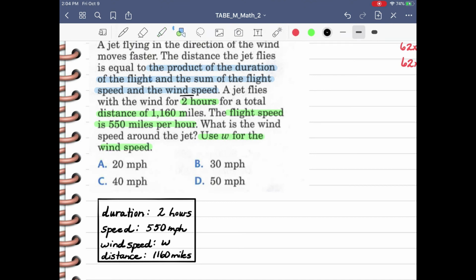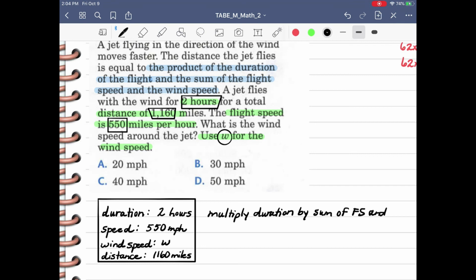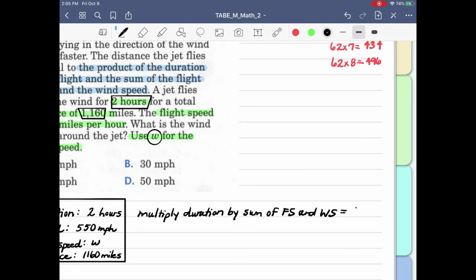So do you see how I have plugged in all of these numbers into their respective places in the variable box? That's a good way to start a problem, to organize it this way. But here in this blue area, this is what I need to use for my formula. It's the product, so it's saying multiply. That's another word for product. Multiply duration by the sum of flight speed and wind speed. Okay, so it's giving me directions on what to do, and that will give you this total 1160.